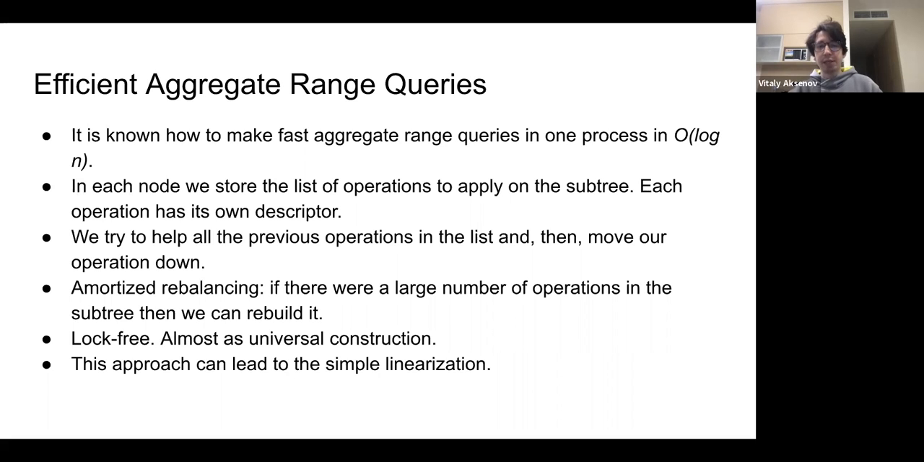To do rebalancing, we do amortized rebalancing. If a large number of operations were performed on a subtree, then we can allow ourselves to rebuild it from scratch. So this is a different way of rebalancing the trees. And it is simple for the linearization.